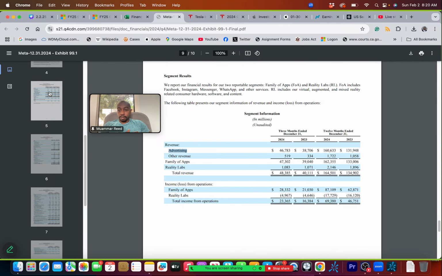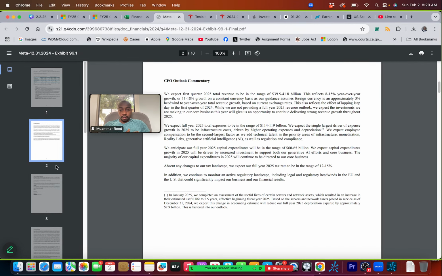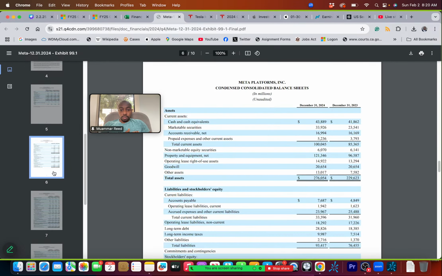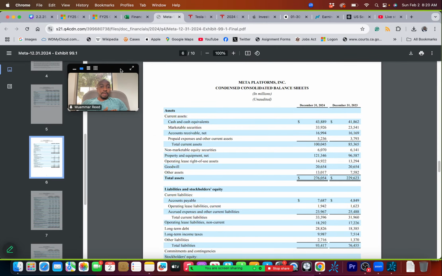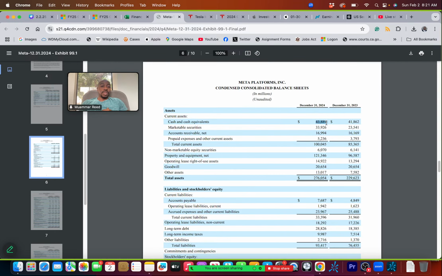Let's look at some other segments. Once again, I always like to look at the balance sheet to figure out how much cash, what's the asset to liability ratio. Once again, they've got a treasure trove of cash, right? Meta has so much cash they don't know what to do with it. They have $43.8 billion in cash on hand, right? So they can acquire anything.